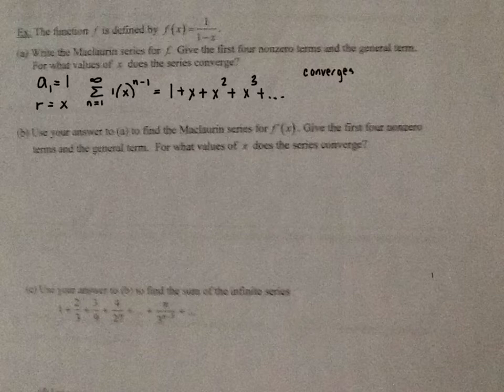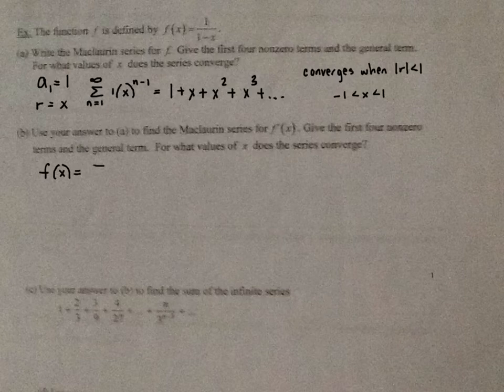This is going to converge when the radius is less than 1, so it converges from -1 to 1. Part B says, use your answer to A to find the Maclaurin series for f prime of x. Give the first 4 non-zero terms and the general term. For what values of x does the series converge?